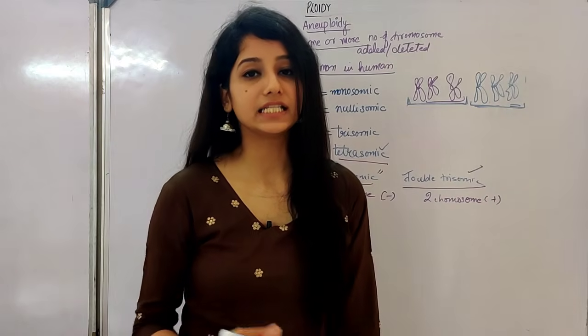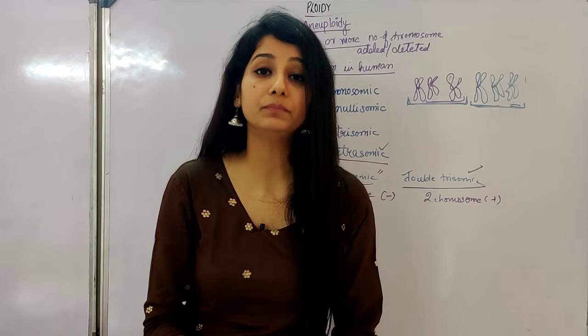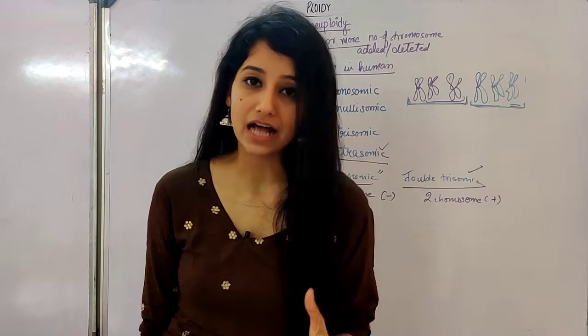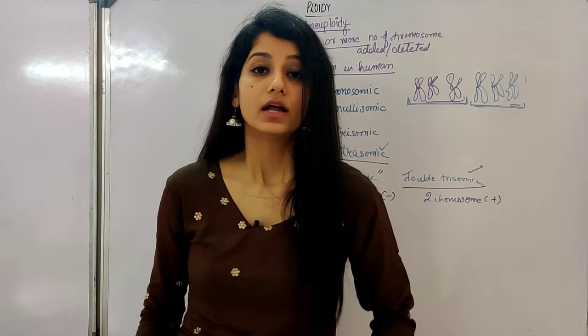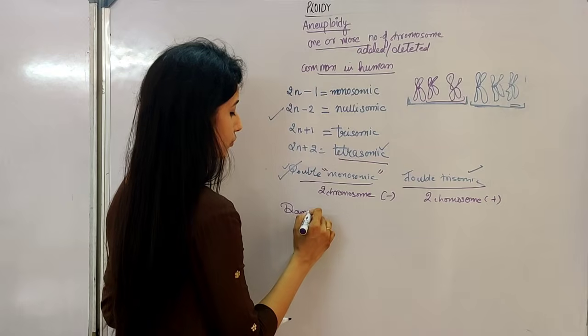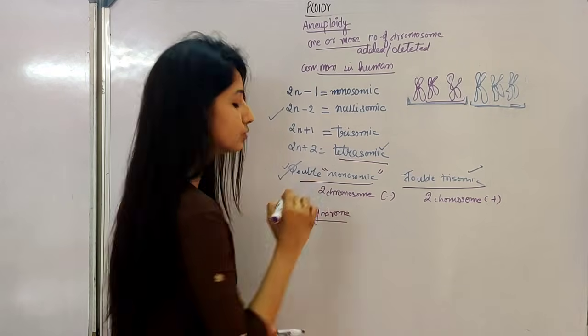Now let's see the diseases that are very important. I must tell you that these diseases are very important. If not directly, indirectly, CSIR NET asks questions from these topics. Okay. So the first disease is Down syndrome.